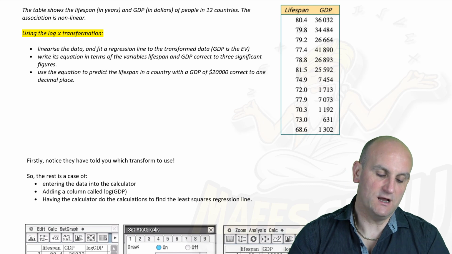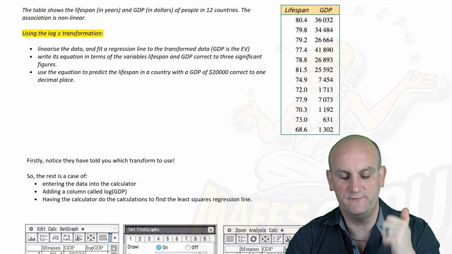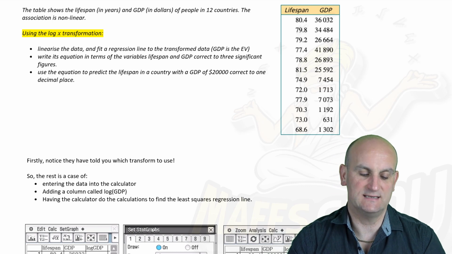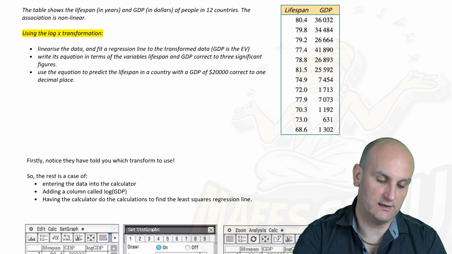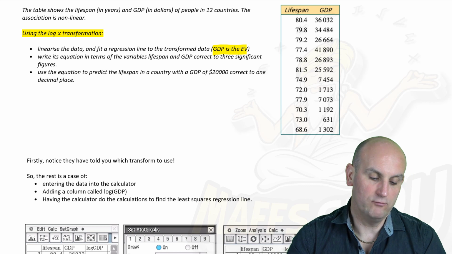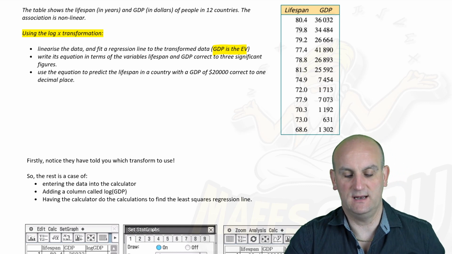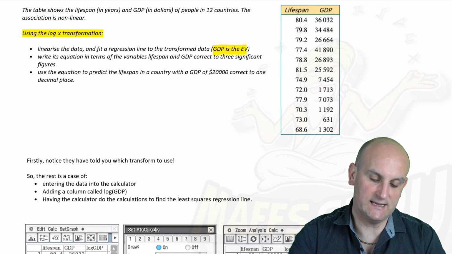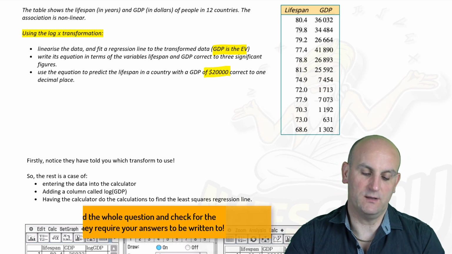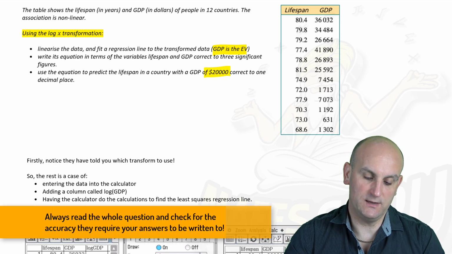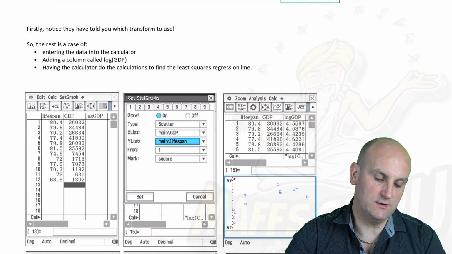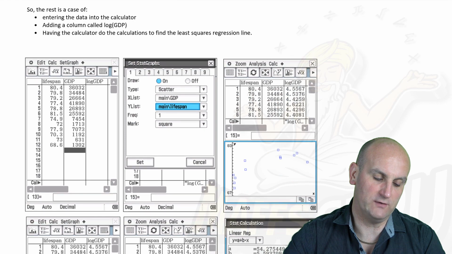So, what does it ask me to do? Linearize the data and fit a regression line to the transformed data with GDP as the explanatory variable. Thank you very much for telling me that. That's useful to know. Write its equation in terms of the variables lifespan and GDP, correct to 3 significant figures, and use the equation to predict the lifespan of a country with a GDP of $20,000. Right, here we go. Firstly, notice what transform they've told us to use, and we've got that.